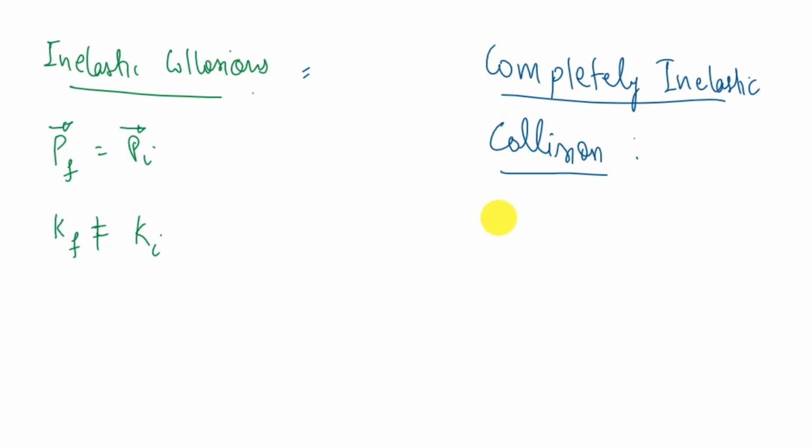When the two objects stick together after collision, we say it's completely inelastic, because in this kind of collision the maximum amount of kinetic energy is lost. And further, we can say that in the case of a completely inelastic collision, if the total momentum is zero, that means the kinetic energy is completely lost. But if the total momentum is non-zero, then some kinetic energy remains after the collision.